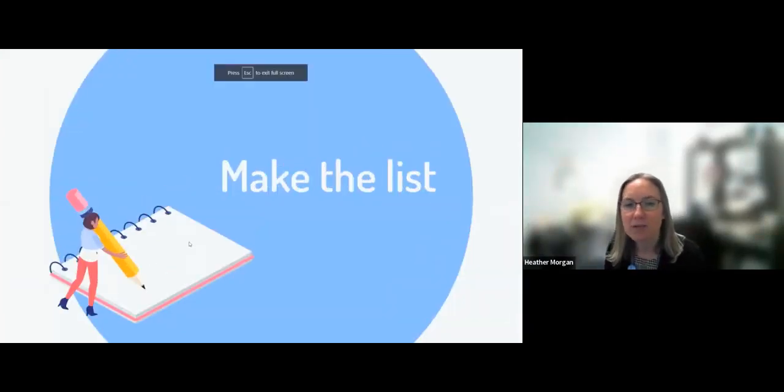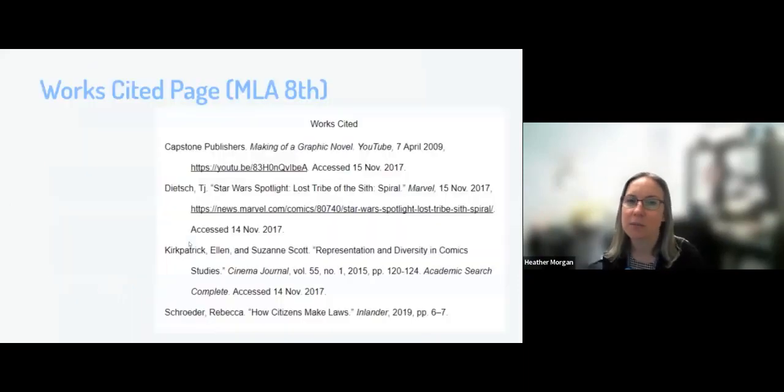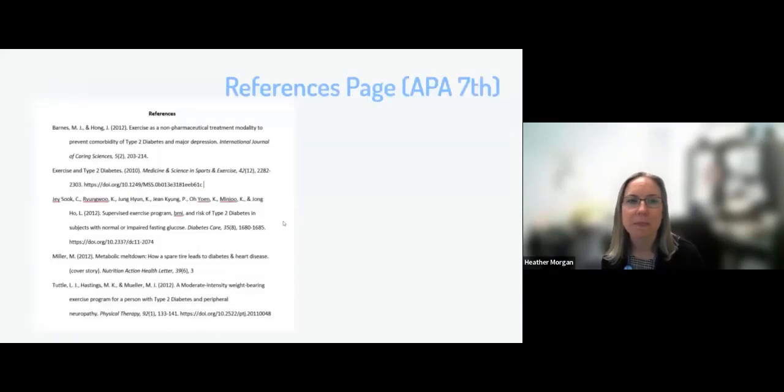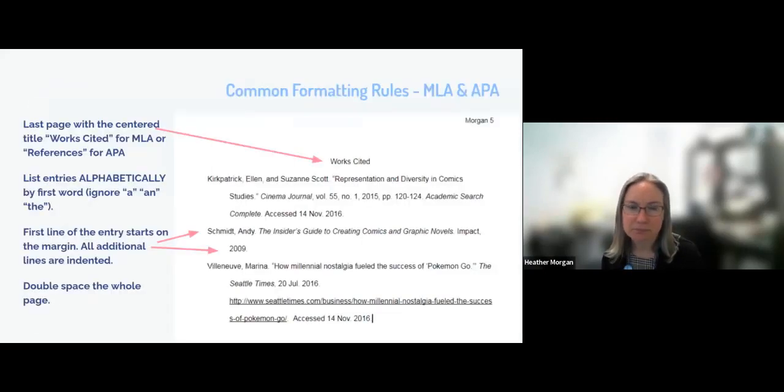Now, once you have all of those citations, right, we've created them, we have to put them into the list. And remember, this is what the list looked like. I showed it to you before. MLA, we call it works cited. APA, we call it references, all right? The big thing to note is that, notice, like I already said, works cited versus references.